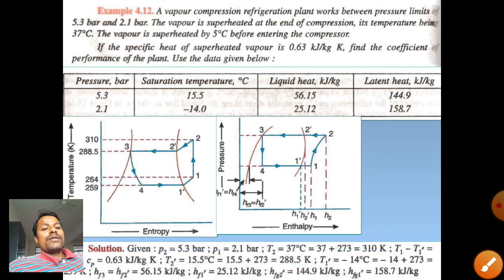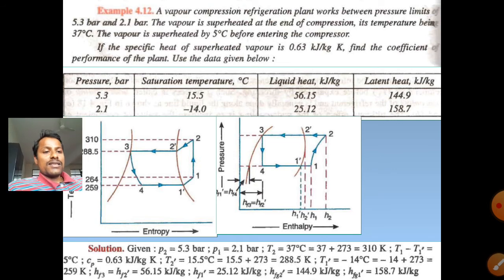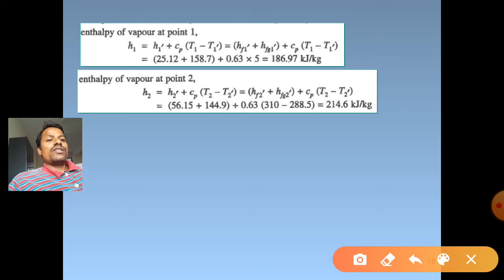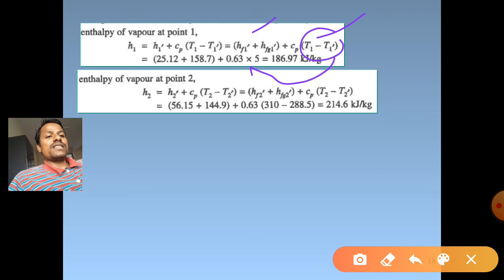Now, this is the given data with the corresponding notations that are shown on this screen, and this is the enthalpy at point 1, H1 is equal to H1 dash plus Cp into T1 minus T1 dash. Then H1 dash itself is HF1 plus HFG1 or HG1 you can mention. Then Cp into, these are the given data, and the degree of superheat is 5 degrees Celsius, he has mentioned here, that is 5.